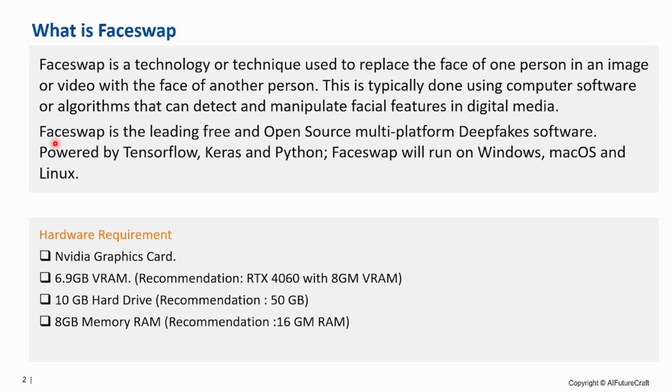Faceswap is an open source multi-platform deepfake software that runs on Windows machines, Mac and Linux. It's built using Python and internally uses TensorFlow and some other Python packages. So let's talk about the hardware requirements for faceswap. It requires an NVIDIA graphics card. 6.9 GB of VRAM is required, but the recommendation is to go with the RTX 4060 series with 8 GB. Along with that, we should have at least 10 GB of hard drive space and 8 GB of RAM.